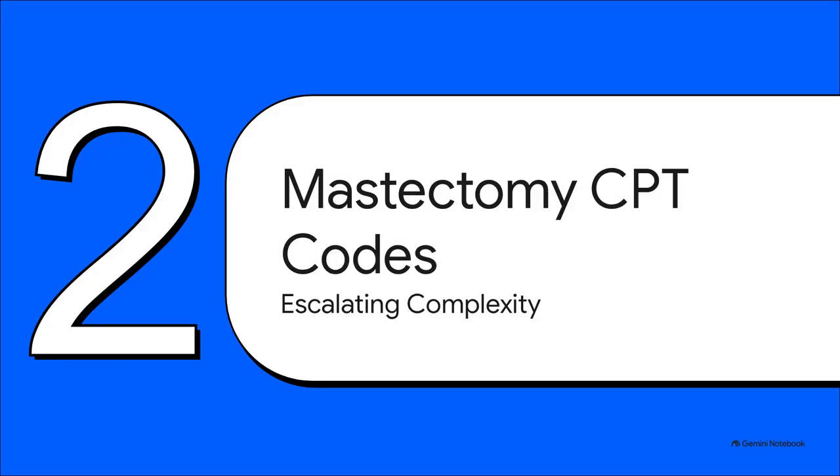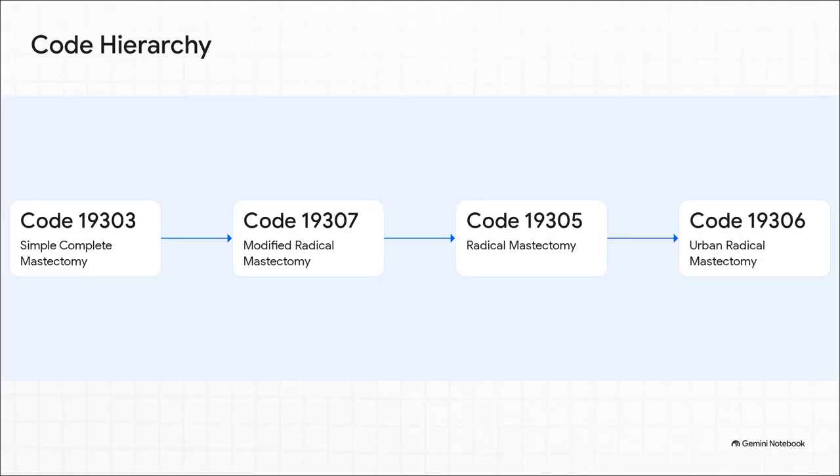Moving on to Section 2, Mastectomy CPT code hierarchy, escalating complexity. With our anatomical map set, it's time to see how surgical complexity translates into our CPT hierarchy. It's really a ladder. As the surgeon removes more anatomy, our codes escalate right along with it. We start at Step 1 with this simple complete mastectomy, CPT 19303. That's total excision of breast tissue but no formal axillary dissection.